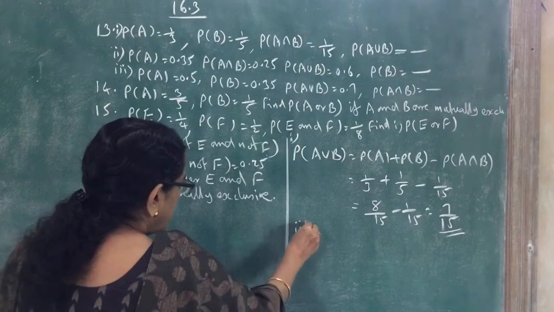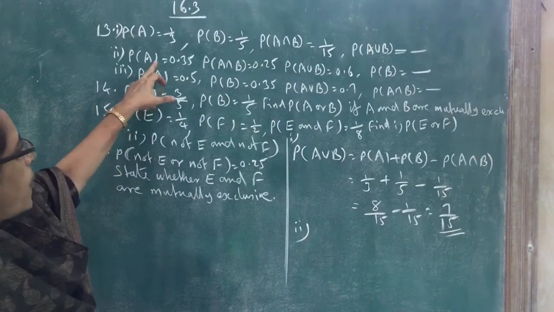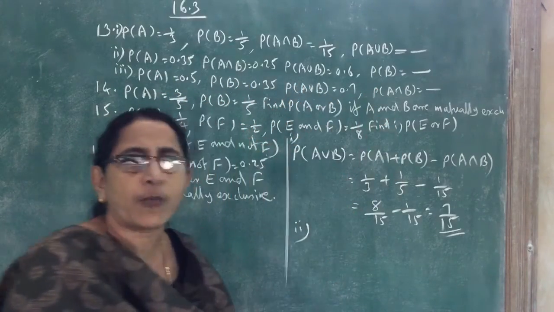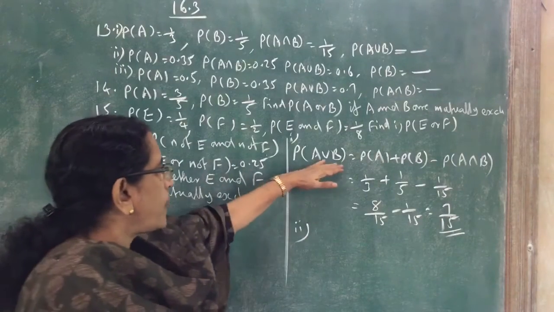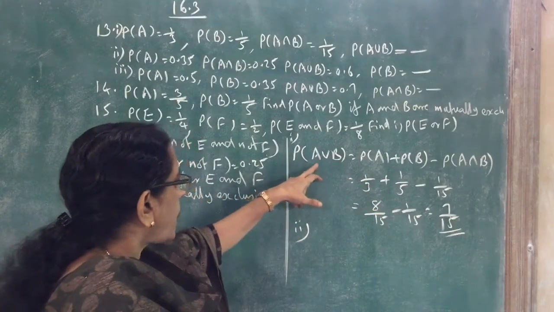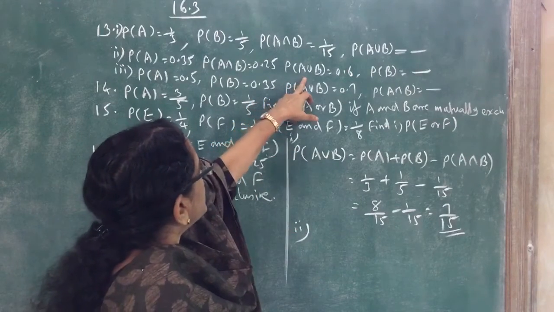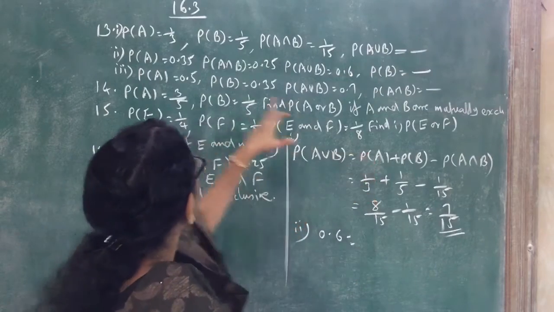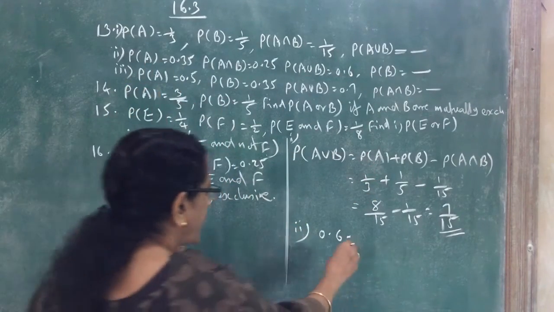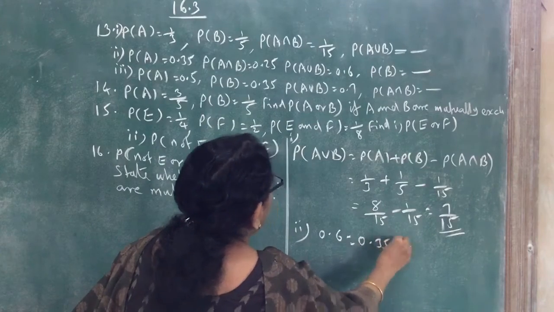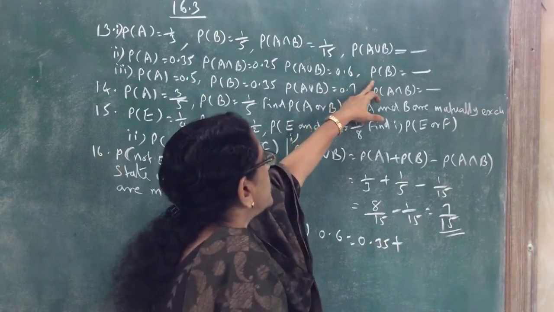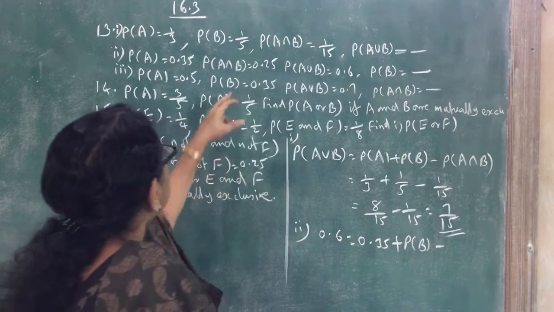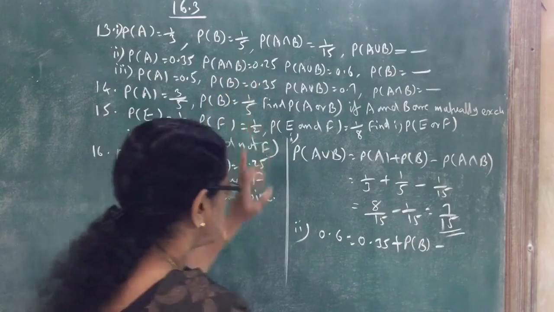Then the second one, we can use the same formula. Given probability of A intersection B and probability of A union B, we want to find probability of B. We substitute the given values. Probability of A union B is 0.6, so 0.6 equals probability of A, 0.35, plus probability of B, which we want to find, minus probability of A intersection B, 0.25.